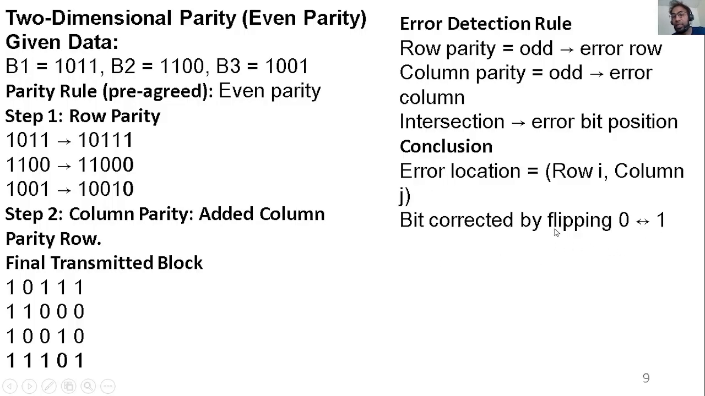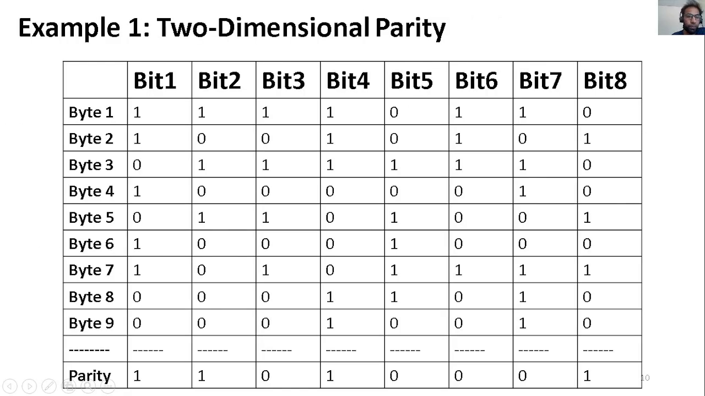Let's understand this in the next slide. Suppose this is our two-dimensional array. These are our bytes, these are our 8 bytes. See this example 1, it is given in the book. And these are the 9 bytes that have to be transferred, and now we have to locate which byte has the error. The last one is basically our parity bit, the row parity bit. And in the last row we have the parity byte, which is a parity bit for each column.